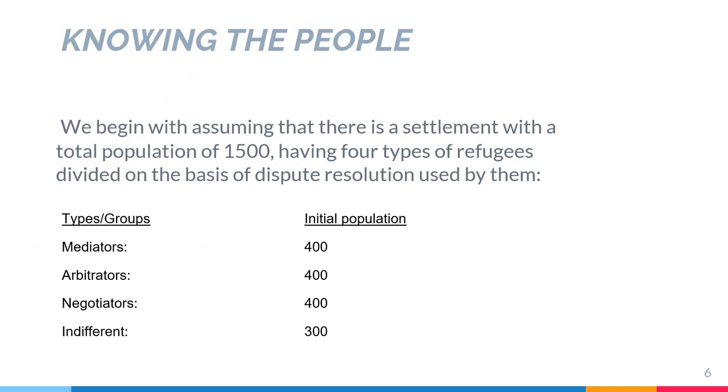We begin with assuming that there is a settlement with a total population of 1500 having 4 different types of refugees divided on the basis of dispute resolution used by them. The mediators believe that someone should act as a guide to help the parties involved find their own solution to which all can agree, while the arbitrators believe that someone should make decisions by which others must abide. The negotiators are expected to negotiate among themselves, and the people in the indifferent category don't believe in any of the above 3 strategies, but are willing to follow one if they are convinced. We assume that the initial population of the mediators, the arbitrators, and the negotiators are 400 each, while that of the indifferent is 300.